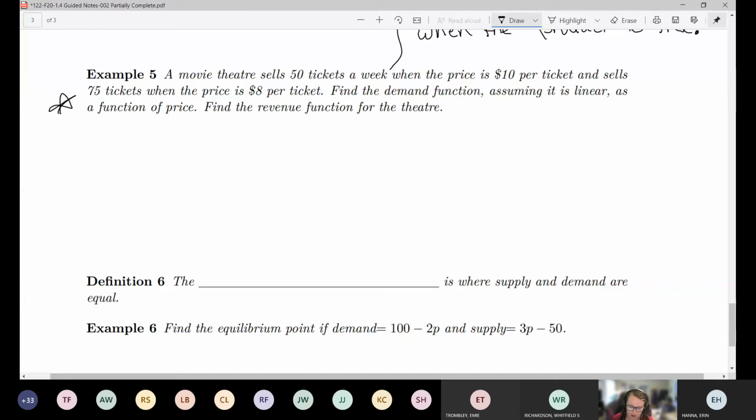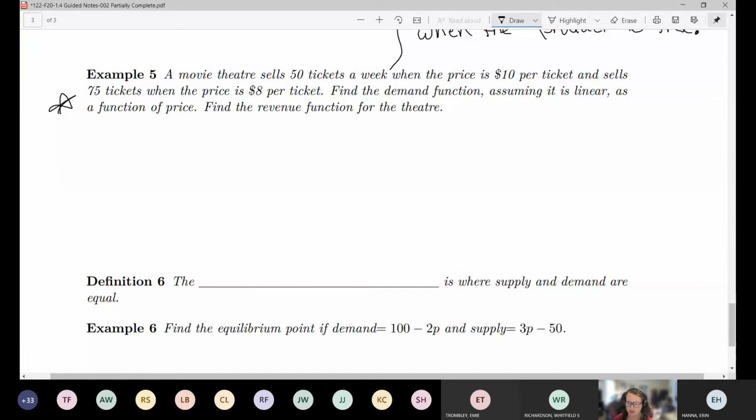But anyway, so we have a movie theater that sells 50 tickets a week when the price is $10 per ticket and sells 75 tickets when the price is $8 per ticket. Find the demand function, assuming it is linear, as a function of price. Find the revenue function for the theater.